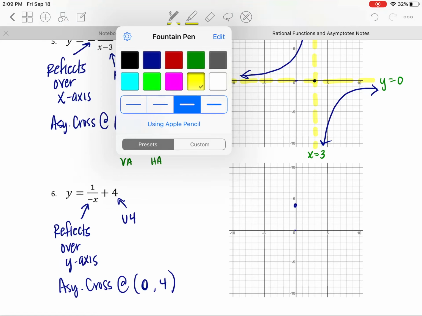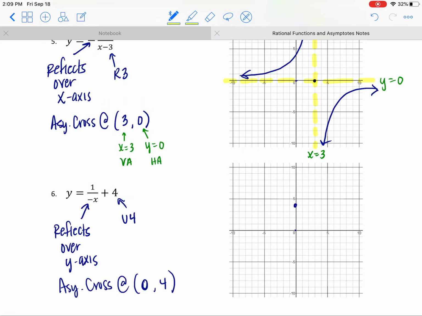So I'm going to have a vertical asymptote through that point. So my vertical asymptote is still at x equals 0, just like the parent. And then I'm going to have a horizontal asymptote through that point. So a horizontal asymptote at y equals 4, right? And again, I could see this here, y equals 4, because everything shifted up 4.